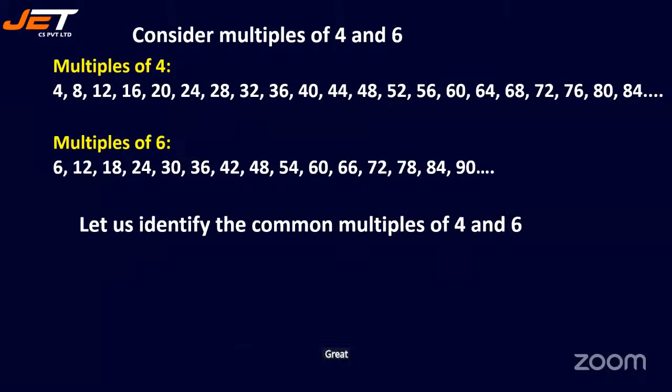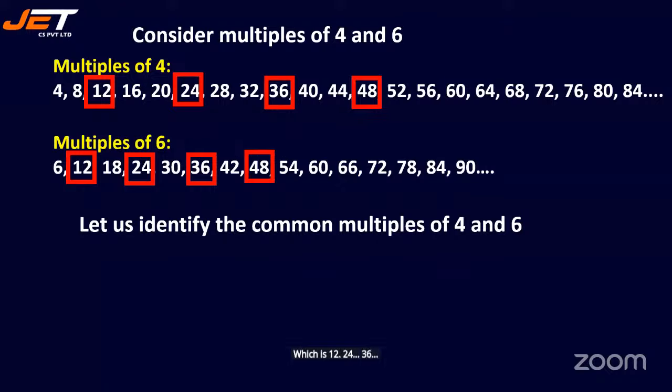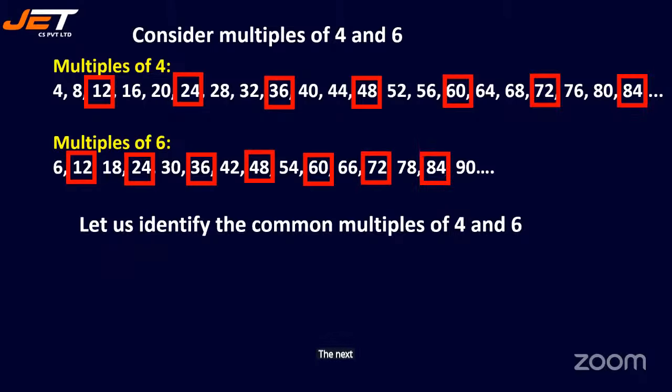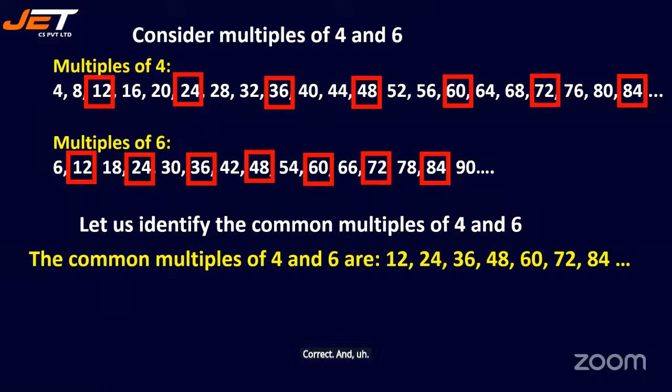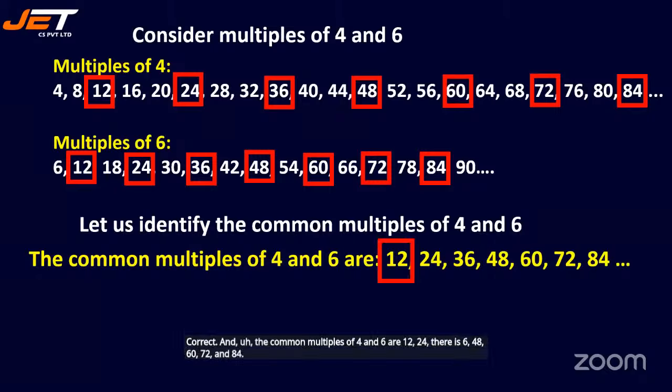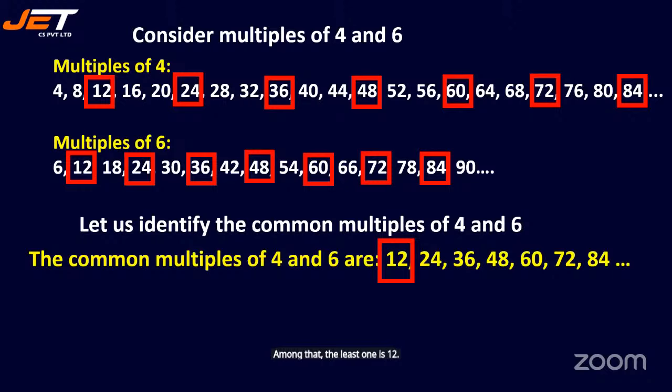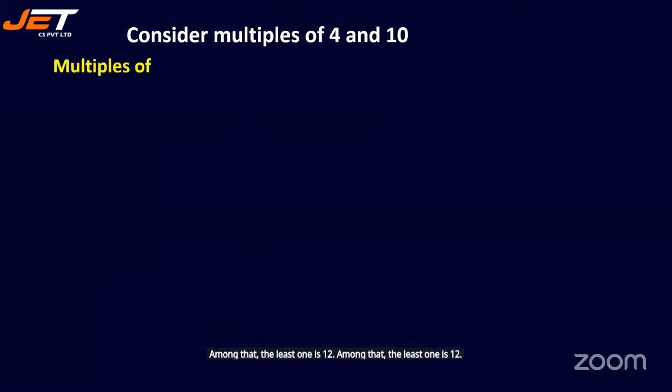Right. Now let us identify the common multiples of 4 and 6, which are 12, 24, 36, 48, 60, then next is 72, 84. So these are the common multiples of 4 and 6. Among that, the least one is 12. Okay. Right. Now see the next question.